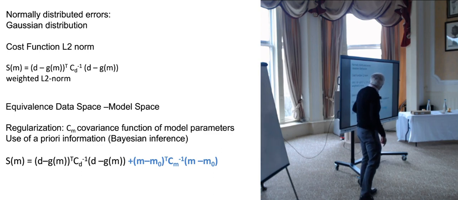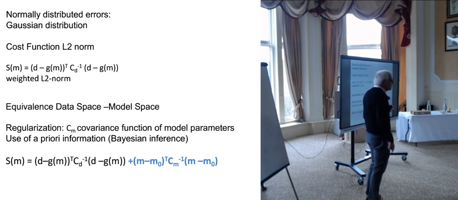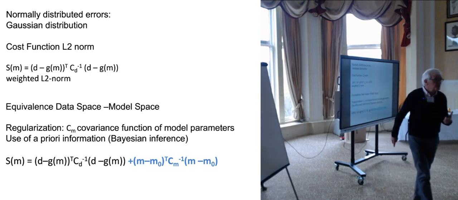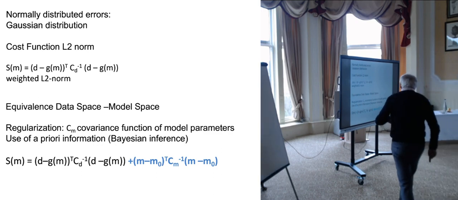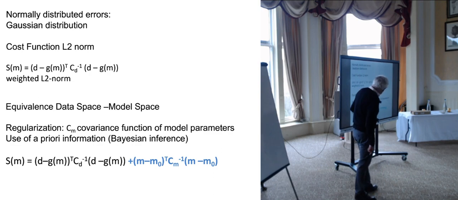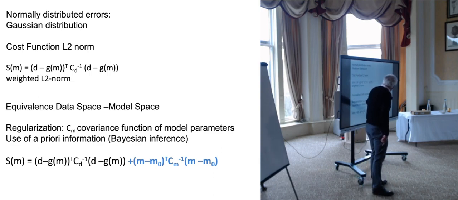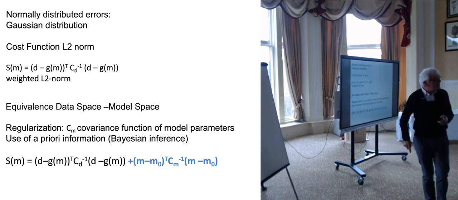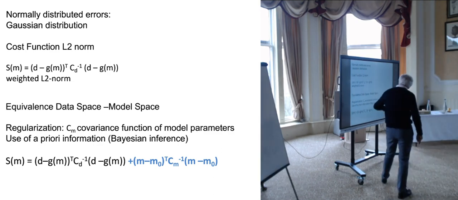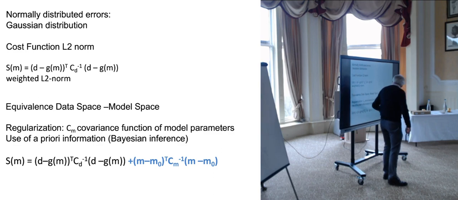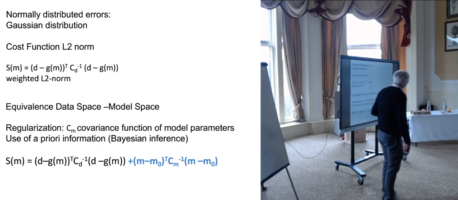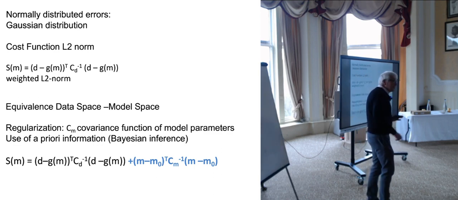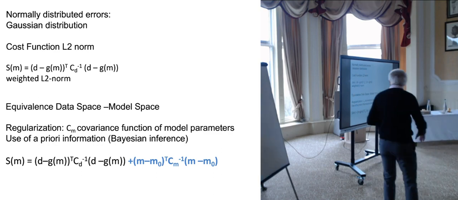At this stage, the simple way to do it is to add to the cost function a second term which has exactly the same structure as the first term related to the data space. We introduce a covariance function of parameters, and we introduce the difference between the a priori model and the model we are looking for, which is supposed to be the best model. So it's very important to introduce this equivalence between the data space and the model space.